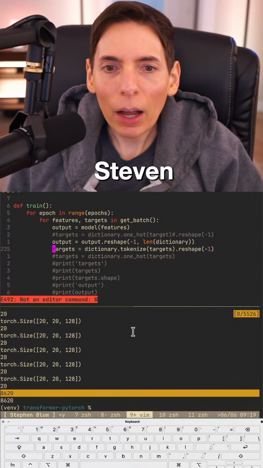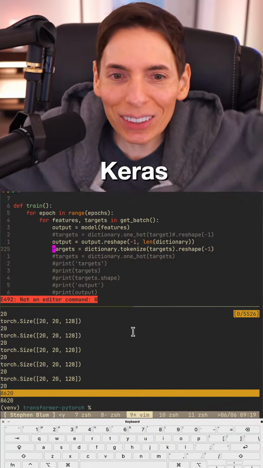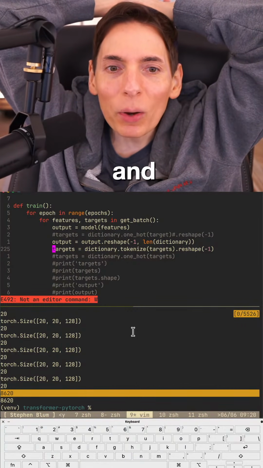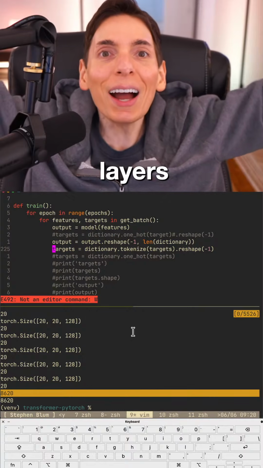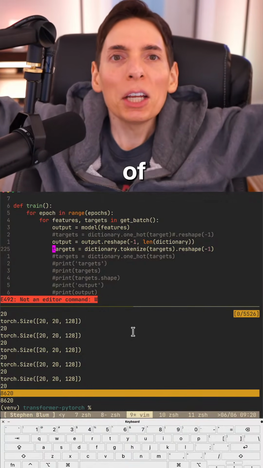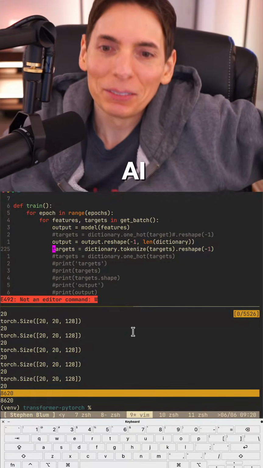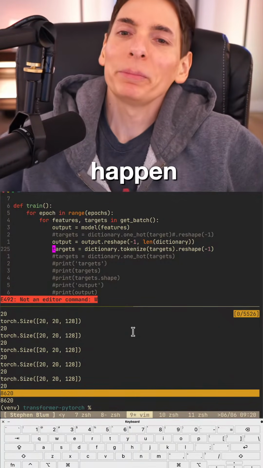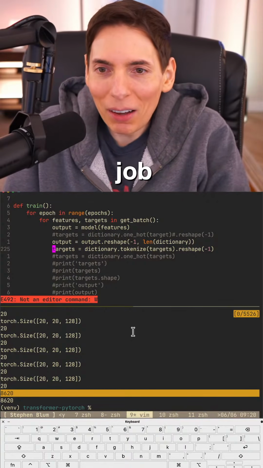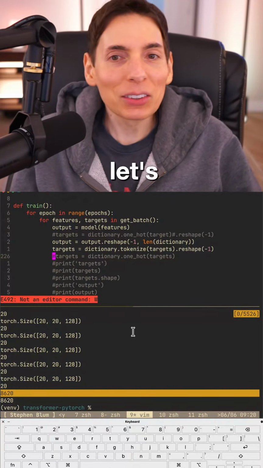Hi, Steven. I am working on a model using Keras. Hey, very nice. Keras, that's so good. I use a sequential model and ReLU and sigmoid layers. Nice, that's fantastic. You've basically done the foundation of most AI right there. You're making it happen. Good job. That's so cool. Let's learn AI. Let's learn all of it, you guys.